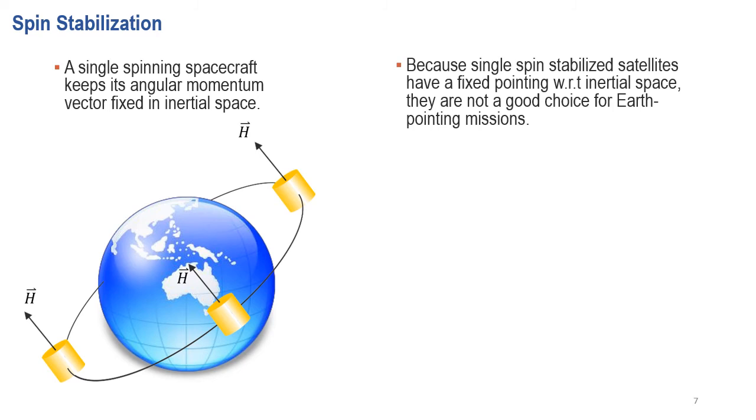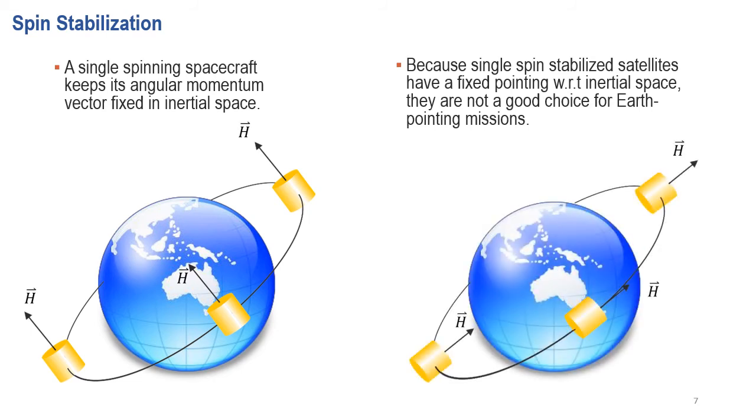Spin stabilization is useful as long as we want our spacecraft to stay pointed in the same inertial direction. However, usually we are more interested in non-inertial pointing. For example, spin stabilization is not very useful for pointing at Earth.